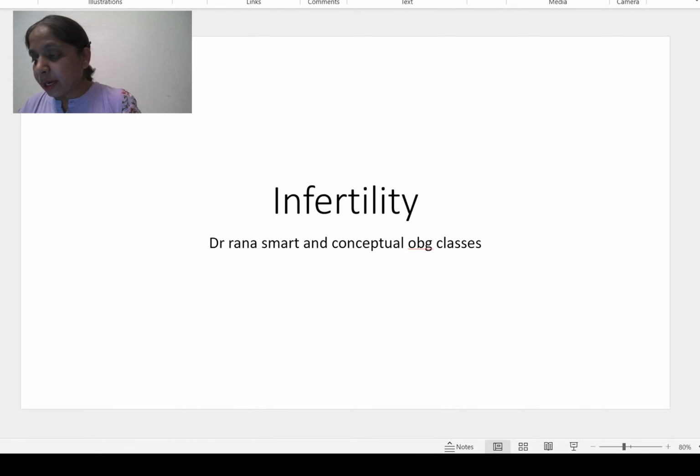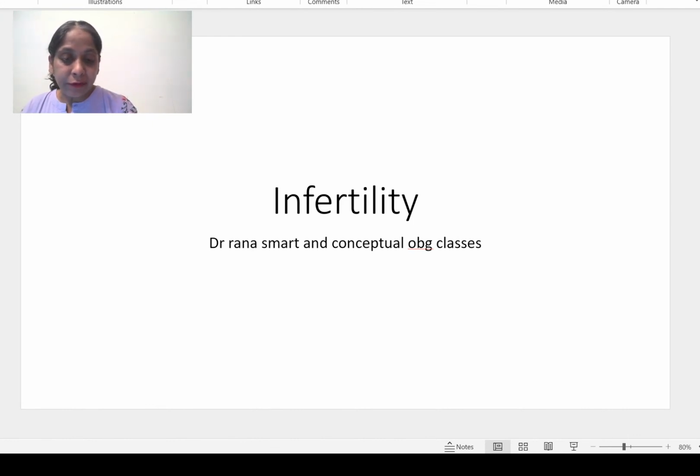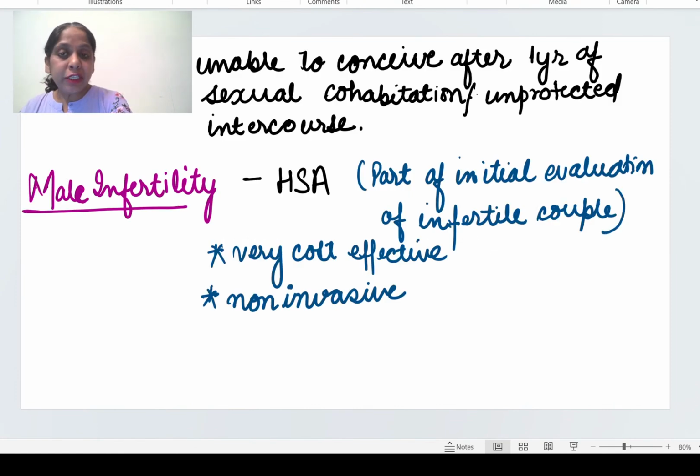So I think we should start. Let's start with the definition of infertility. What is the definition of infertility? If a couple is living together for 1 year and having unprotected intercourse, that is also known as sexual cohabitation, and the couple is not able to conceive, then it is known as infertility.